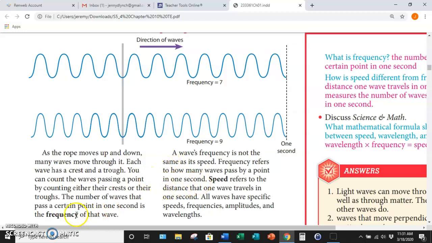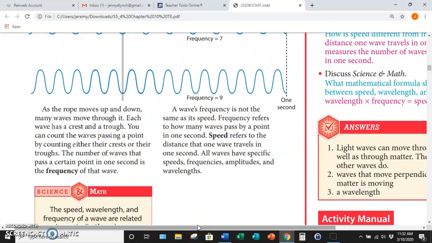The frequency, though, doesn't matter how fast or slow the cars are passing under the bridge. The frequency is how many cars passed under the bridge during the time frame. So you could have, in just 5 minutes on 81, 100-something cars pass. But that doesn't mean that they're all going 100 miles per hour. They're all going different speeds. A wave's frequency is not the same as its speed. Frequency refers to how many waves pass by a point in 1 second. Speed refers to the distance that one wave travels in 1 second. All waves have specific speeds, frequencies, amplitudes, and wavelengths.